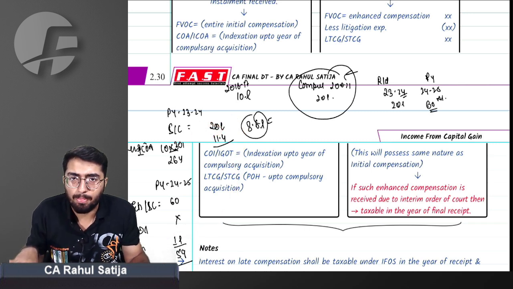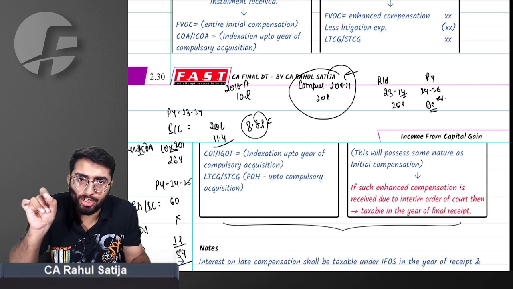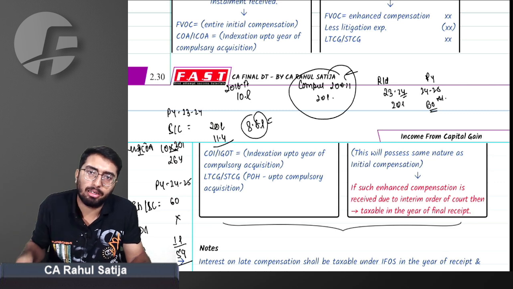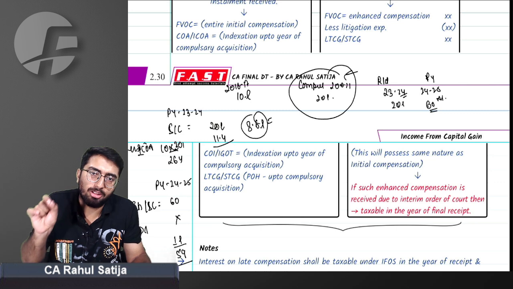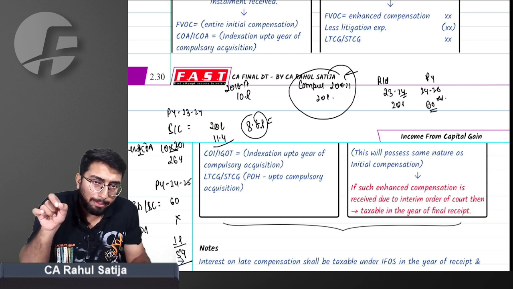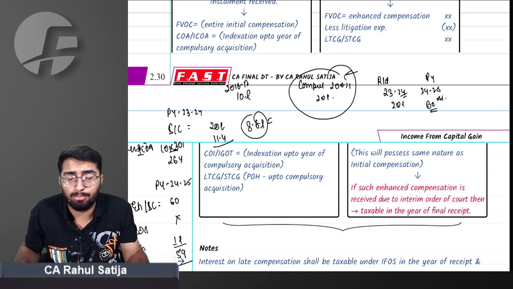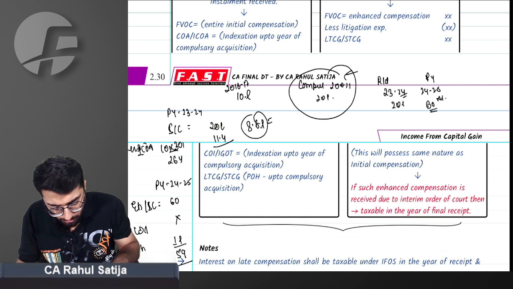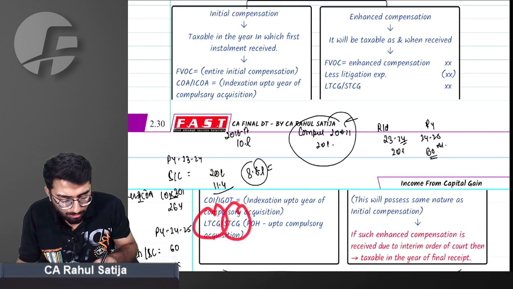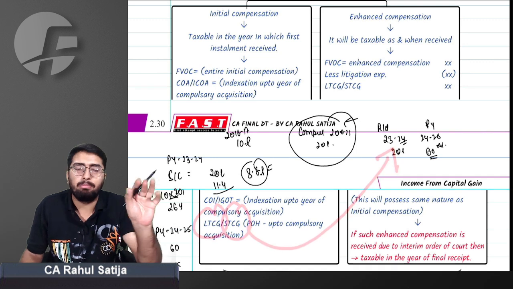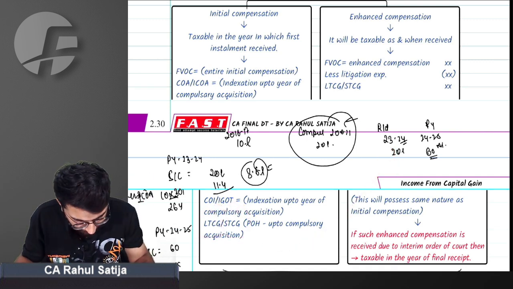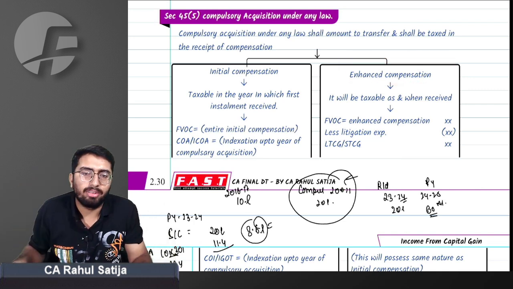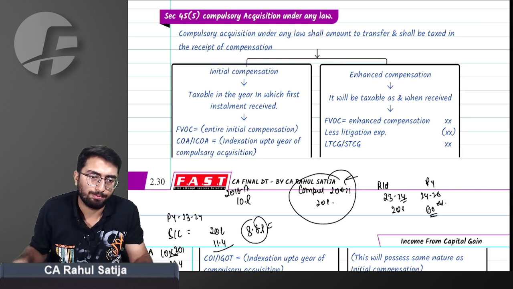What I am trying to say is, if capital gain on initial compensation is long-term capital gain, on enhanced compensation also it will be long-term capital gain. If capital gain on initial compensation is short-term capital gain, on enhanced compensation it will also be short-term capital gain. It has to be the same for both cases. That means the capital gain, either long-term or short-term, will have the same nature. This is the bottom line. Did you get this point or not? This is the taxability of initial compensation and enhanced compensation.